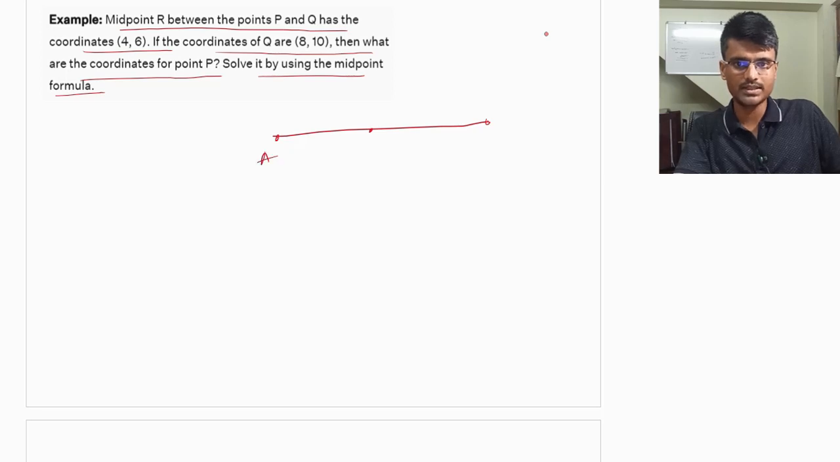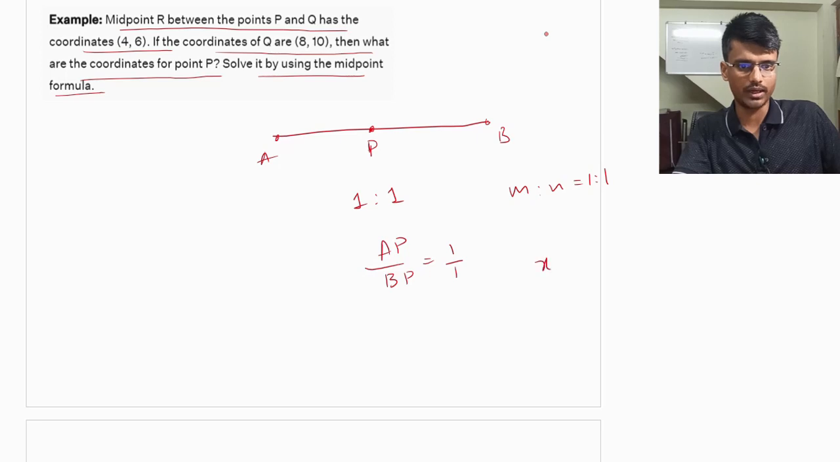Okay. In the section formula, for internal division, if I take the ratio 1:1, that means AP by BP is equal to 1 by 1. Both are equal. In that case, P will automatically become my midpoint, right? So M by N is equal to 1:1. So what will happen to the formula? It will be simple: x1 plus x2 by 2, that is 1 plus 1, comma y1 plus y2 by 2. So this is our direct formula. Okay, so you can remember this also. We'll be using this concept here to solve this question.